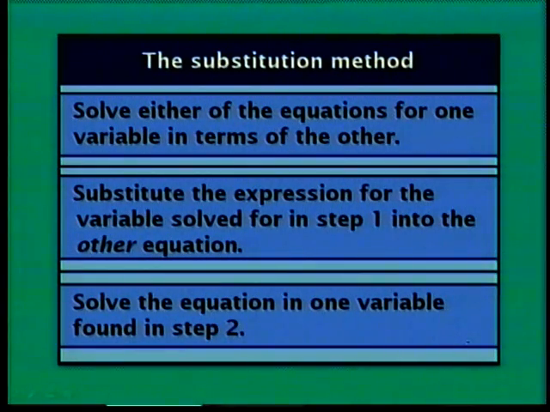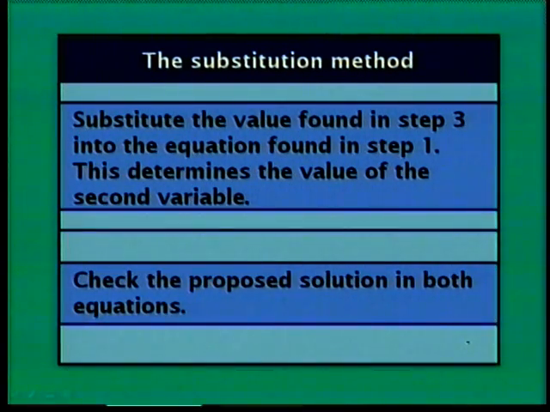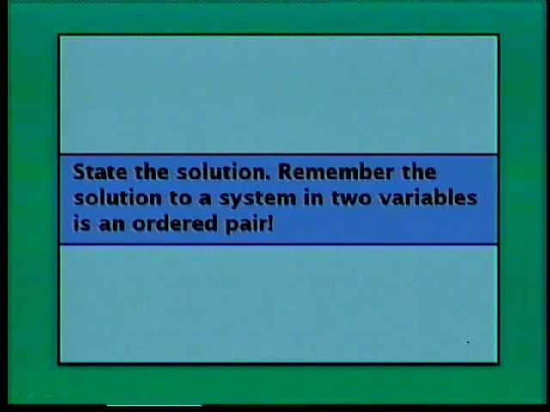Then you're going to solve the equation in one variable that came up after the substitution. Once you've done that, you take the value you found for that variable and you substitute it into the equation we used in step 1. This determines the value of the second variable. Finally, we always check our proposed solution, and we check in both equations. And when all of that's done, we state the solution. And one of the things we need to remember is that the solution to a system in two variables is an ordered pair.